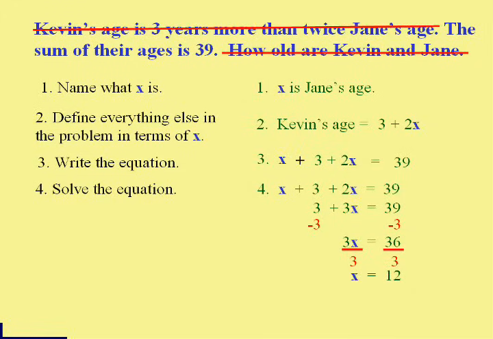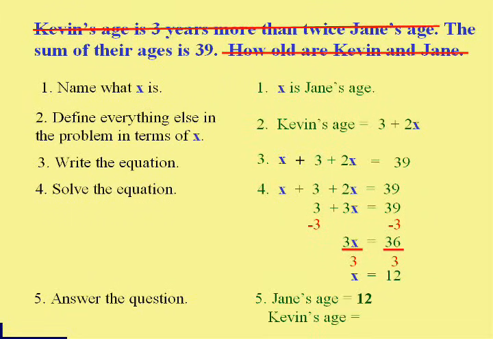Now I'm still not done yet. I've got to answer the question. Now what is 12? Whose age is 12? Good thing I wrote out steps 1 and 2. I know that x is Jane's age, but they still want to know Kevin's age. Wait a minute. Good thing I wrote that out. I can plug that 12 in and have 3 plus 2 times 12, and I can tell you Kevin's age. Kevin's age is 27. And I'm done.